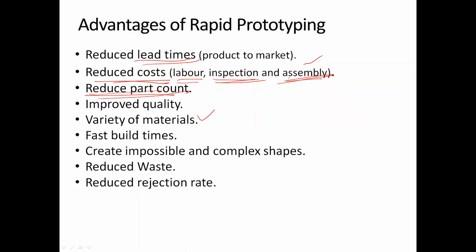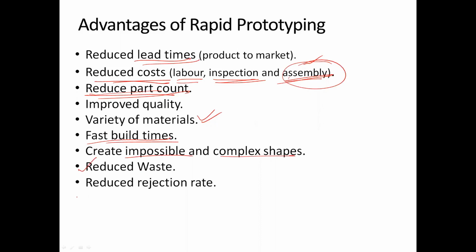Variety of materials can be used because there are a variety of systems which are available. Build time is going to be very fast. Why? Because you can not only create an assembly, you can create a part directly. Complex shapes and impossible shapes can very easily be created.